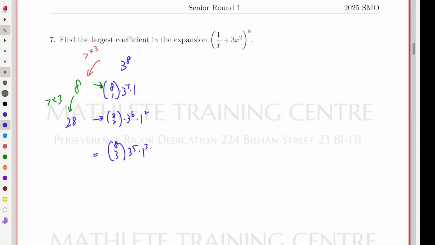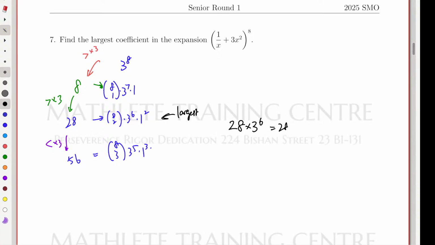Now for 8 choose 3, this is just the value of 56. So from this case, we can see it's less than times 3. What does that mean? It means that this one here will be the largest. And if it's the largest, then the value here will be 28 times 3 power 6. This is a pretty big number, right? 3 power 6 is equal to 729.